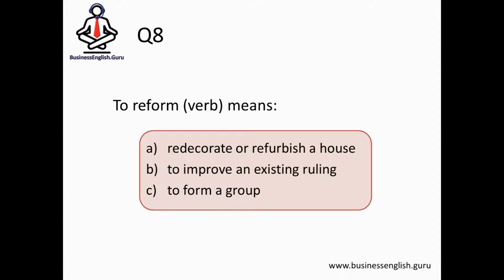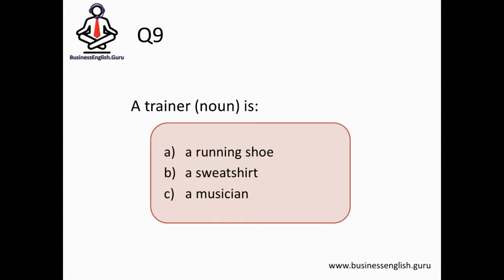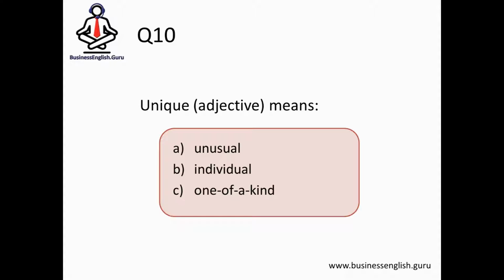Question 8. To reform. The verb reform means to redecorate or refurbish a house, to improve an existing ruling, or to form a group. Question 9. A trainer, as a noun, is a running shoe, a sweatshirt, or is it a musician? Question 10. Unique, as an adjective, means unusual, individual, one of a kind.